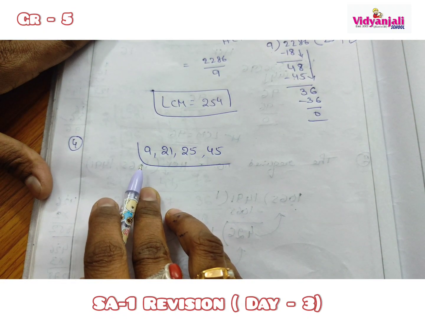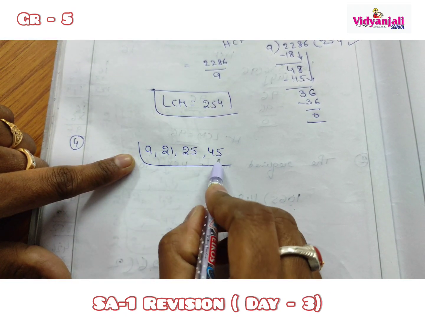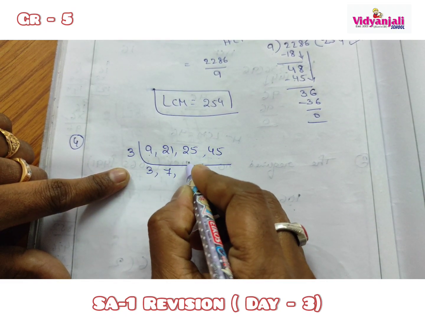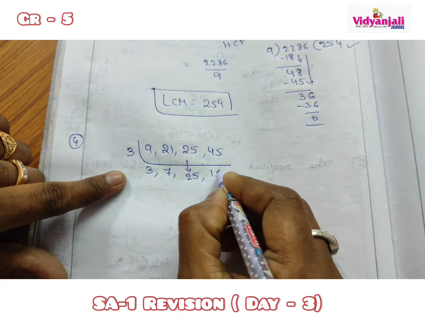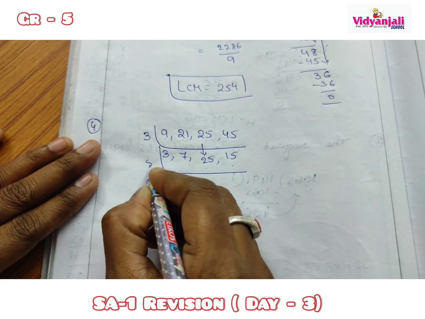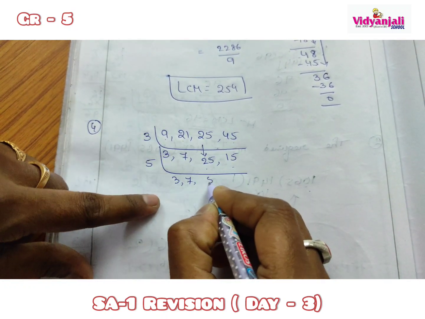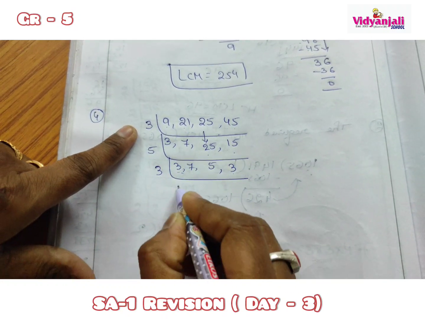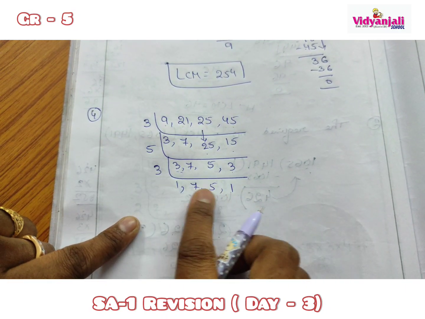First, let's do the LCM. See, if we look here, 9, 21 and 45, these three numbers are divisible by 3. So let's take 3. 3 3s are 9, 3 7s are 21, and in the 3 table we won't get 25. So let's write it as it is. In the 3 table, 15 3s are 45. Now 25 and 15 are divisible by 5. So let's take 5. In the 5 table, 3 and 7 won't be there, right? So let's write 3 and 7 as it is. In the 5 table, 5 5s, 5 3s. Now 2 3s are there. So let's take the 3 table. 3 1s, 7, 5, 1. Now the remaining numbers are all prime numbers only.